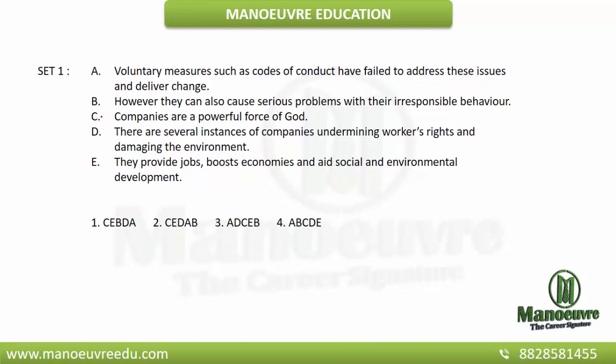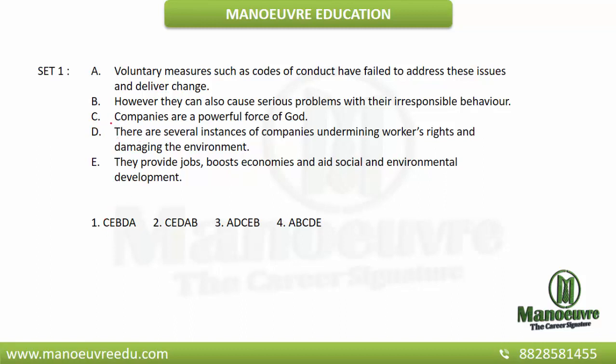Statement C: companies are a powerful force of God. Statement D: there are several instances of companies undermining workers' rights and damaging the environment. And statement E: they provide jobs, boost economies and aid social and environmental development. Now these are the 5 statements right in front of us, and these are the options provided, asking us to choose the right combination of these sentences that make a meaningful paragraph.